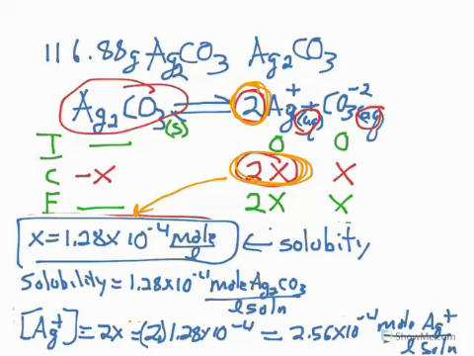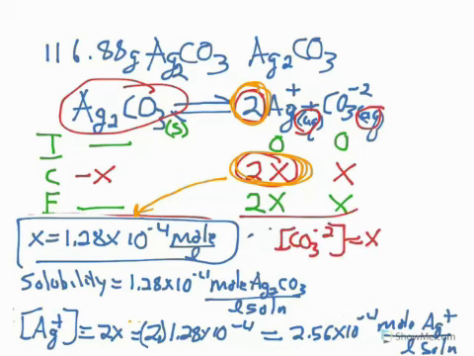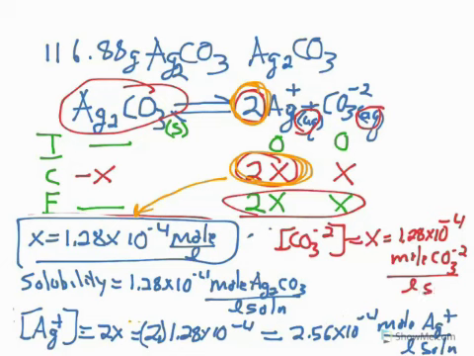And finally, wow, I run out of room again. Let me erase a little bit more. The concentration of carbonate, which is just X, I'm getting that from these things, is equal to 1.28 times 10 to the minus fourth moles of carbonate per liter of solution. And we're done. That's your problem that you're going to have to do. You have all the skills to do this.